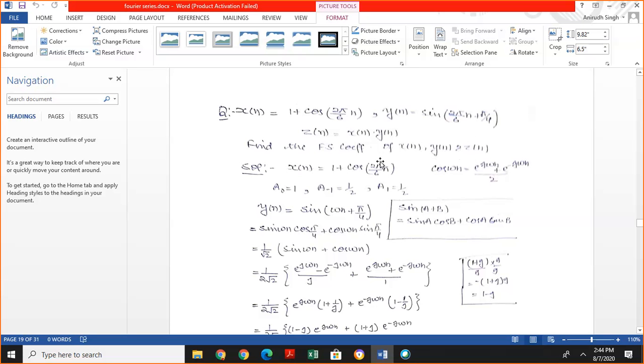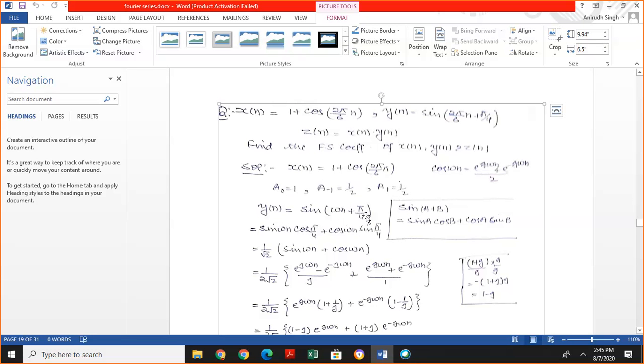X of n is given by 1 plus cos, where this is simply omega. 2 pi by 6 is the value of omega, and cos omega n is given by exponential j omega n plus exponential minus j omega n, divided by 2. So a naught is 1 and a1 is half, a minus 1 is also half.